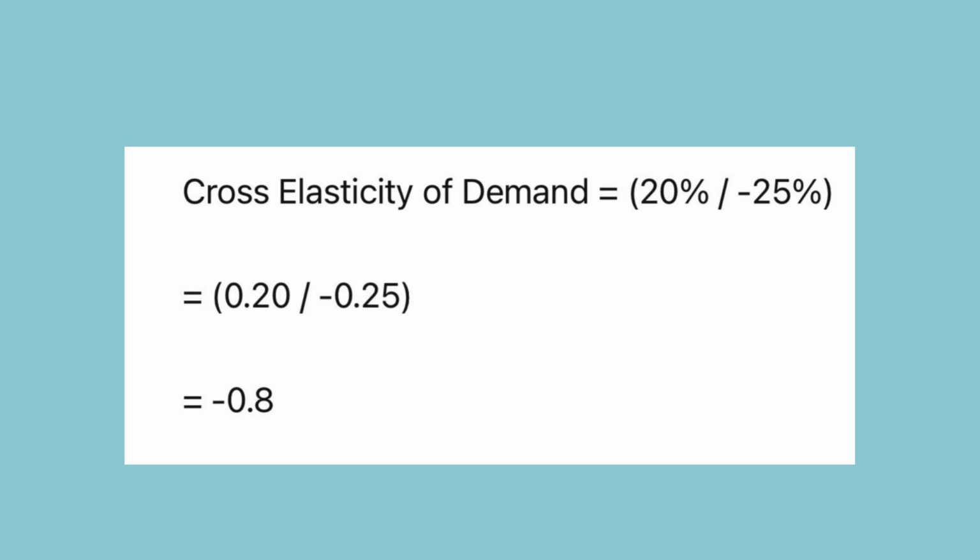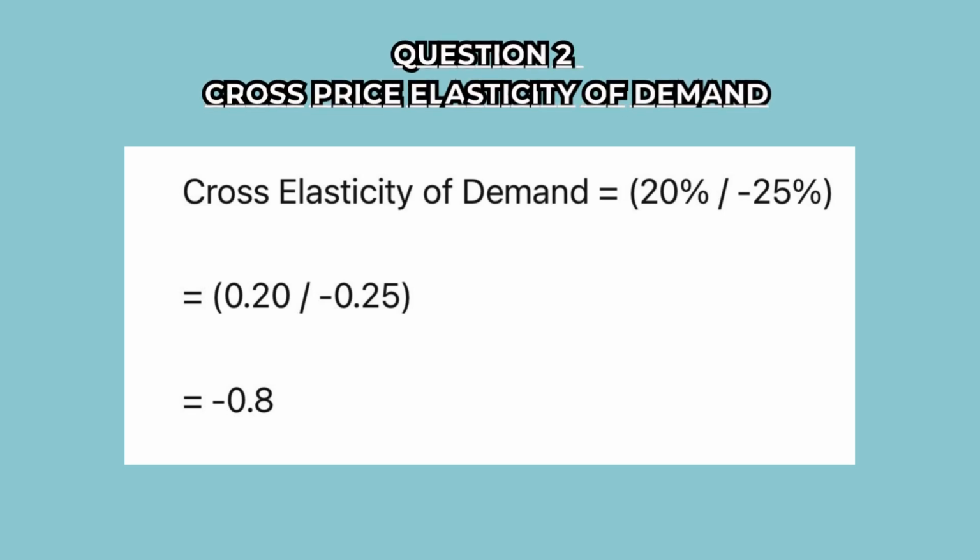Now we can use these values to find the cross price elasticity of demand for good B. To get the final answer, we divide the percentage change in demand of good A by the percentage change in price of good B. For demand we get 20%, and for price we get negative 25%. After we divide, the final answer is negative 0.8. The coefficient is less than 0. A decrease in the price of good B leads to an increase in quantity demanded for A.